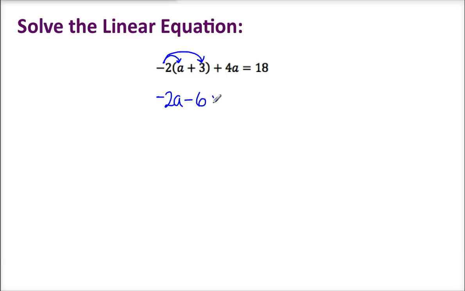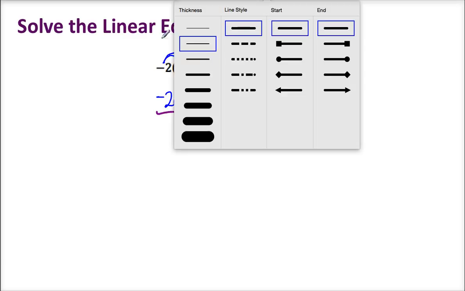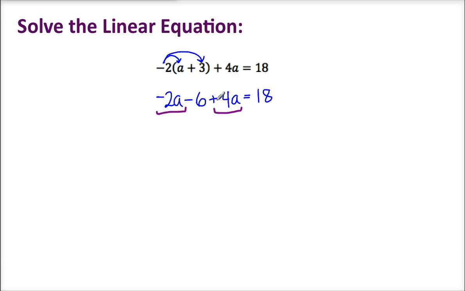So let's copy down the rest of the problem. Nothing else changed. Okay, now is there any more simplifying that I can do? Yes, there is. I have -2a's right here and I have +4a's right here. I can combine these together. So if I have a -2a and a +4, I simply do -2 plus 4 is a +2. So I have 2a's, and then I still have the -6 that wasn't touched. And this all equals 18.